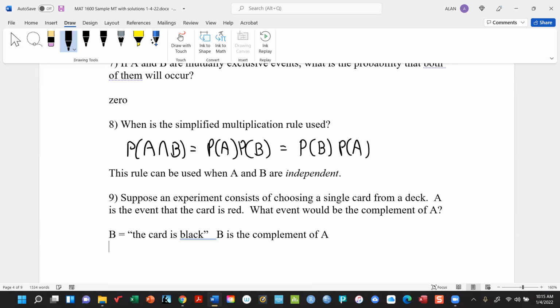Why is that? I'll put in the explanation here. This is because all the cards are either red or black, and no card can be both. So that's the logic behind this. In other words, all the cards are one or the other, but no card can be both. So this is what complements actually are. Just like the even and the odd numbers, and the white and the black pieces on a chessboard, that type of thing.